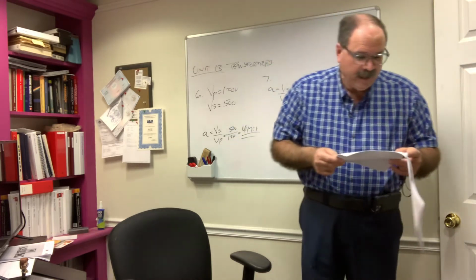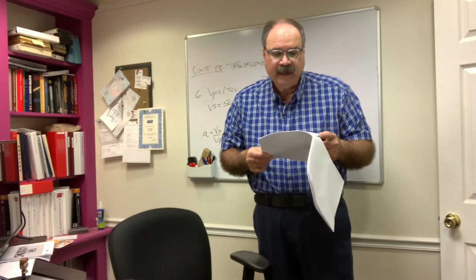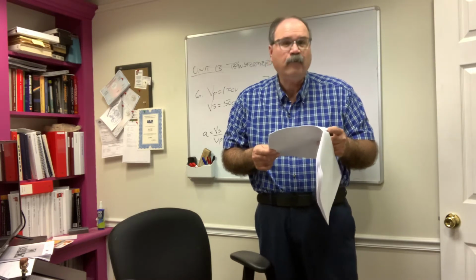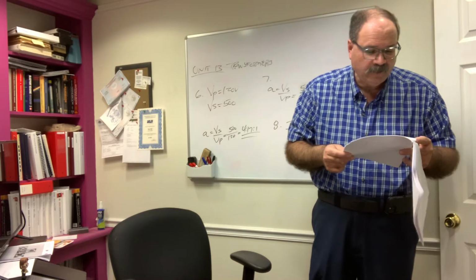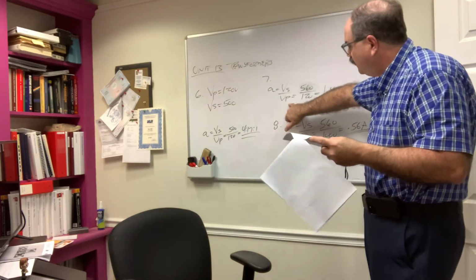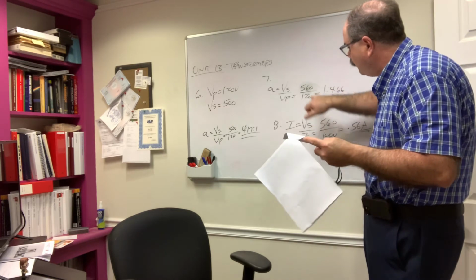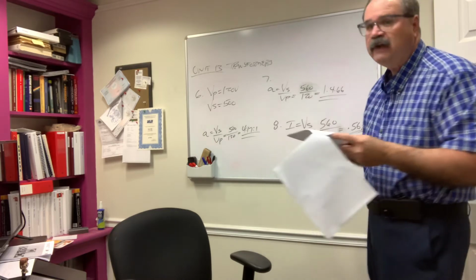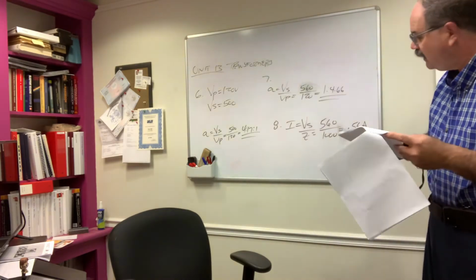Question number 7. This time we have a transformer that has a secondary voltage of 560 volts and a primary voltage of 120 volts, and it's asking us again to calculate the turns ratio. So A is equal to V secondary divided by V primary. 560 divided by 120 gives us a turns ratio of 1 to 4.66.